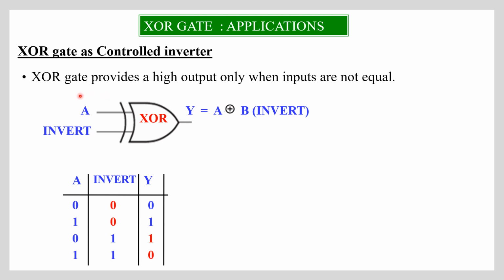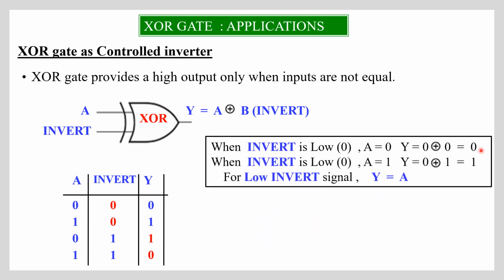Now let us see, when we apply different conditions for A and invert, what the output will be. When the invert is low, so we keep invert 0 and apply A as 0, what will be Y? Y is equal to 0 XOR 0. Both values are the same, so the output is 0. When A is equal to 1 but invert is kept low or 0, Y is equal to 0 XOR 1. Now the input values are different, so the output is equal to 1.